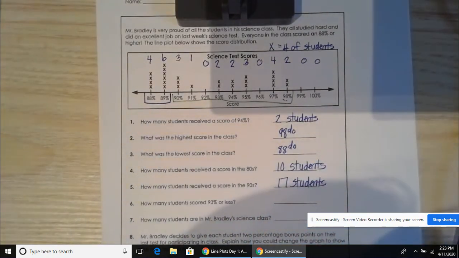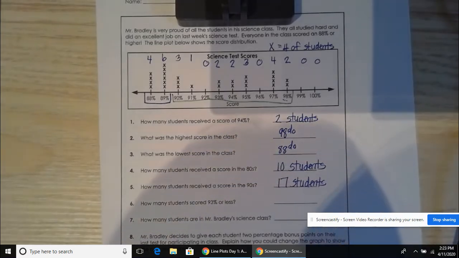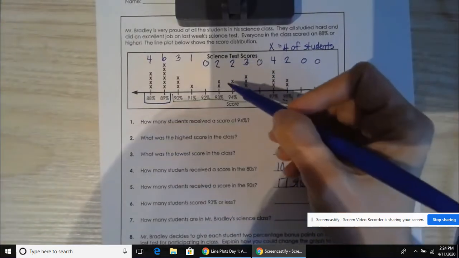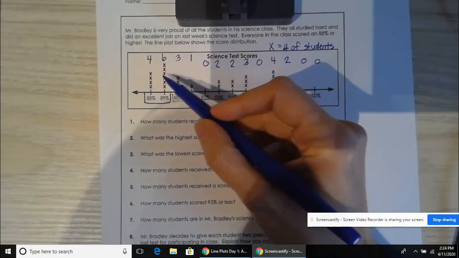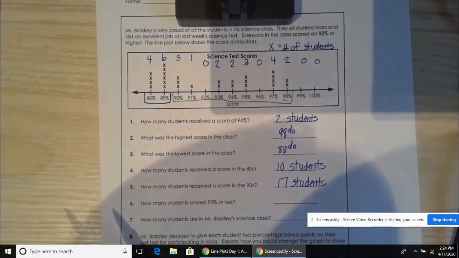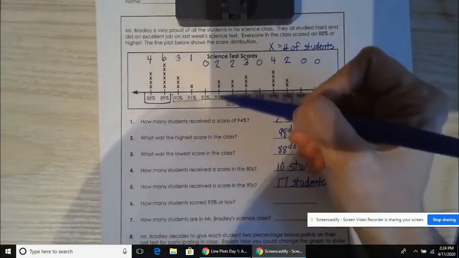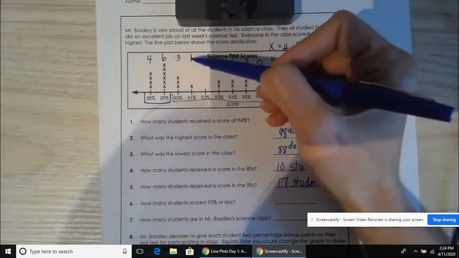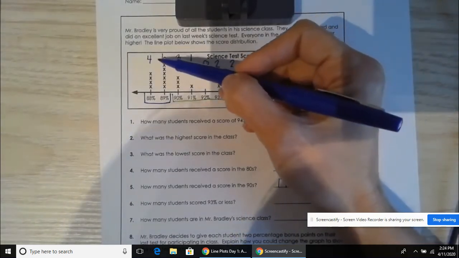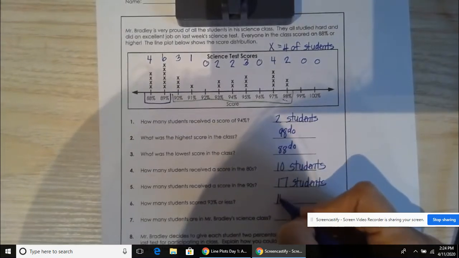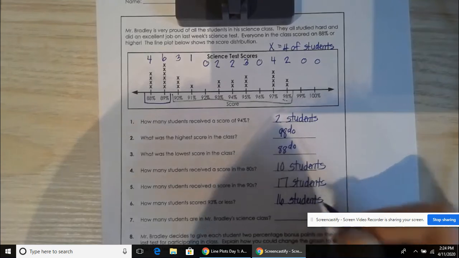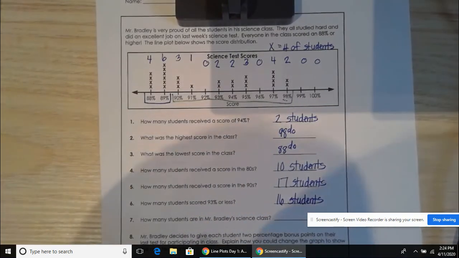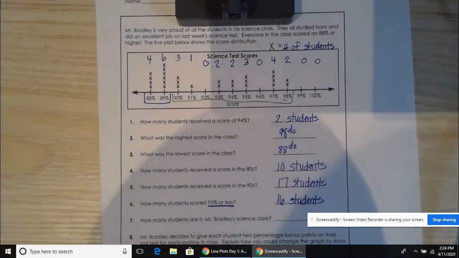How many students scored 93% or less? So for this question, we still have to include 93%, but then we also want to include all of the students that received less than 93%. So if we start with 93%, that's 2, 3, 6, 12, that's 16 students that received a score of 93% or less.